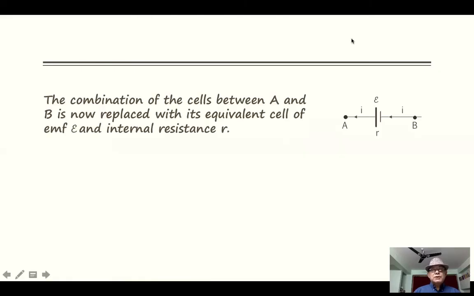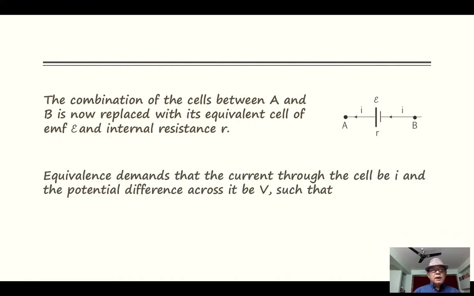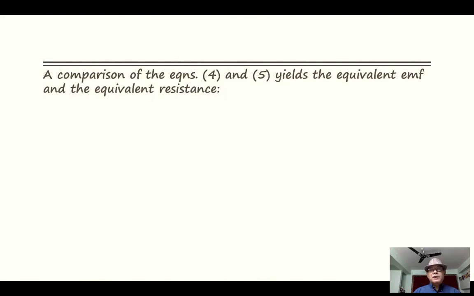The combination of the cells between A and B is now replaced with its equivalent cell of EMF E and internal resistance R. Equivalence demands that the current through the cell be I and the potential difference across it be V, such that V is equal to E minus I into R. This is equation 5. A comparison of equations 4 and 5 yields the equivalent EMF and the equivalent resistance.